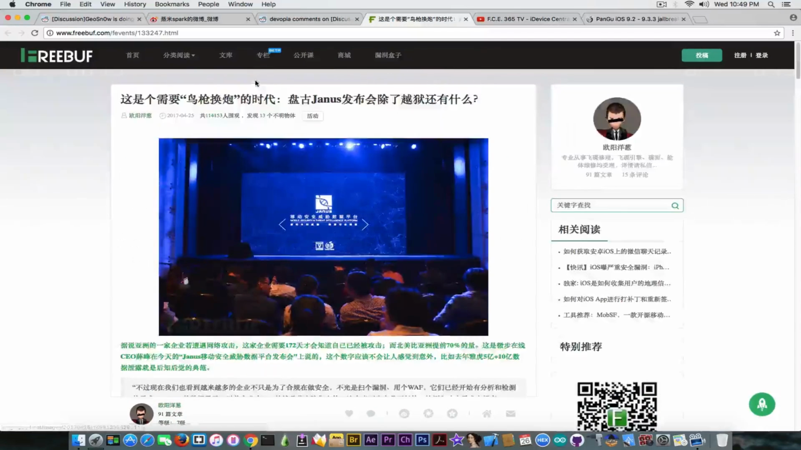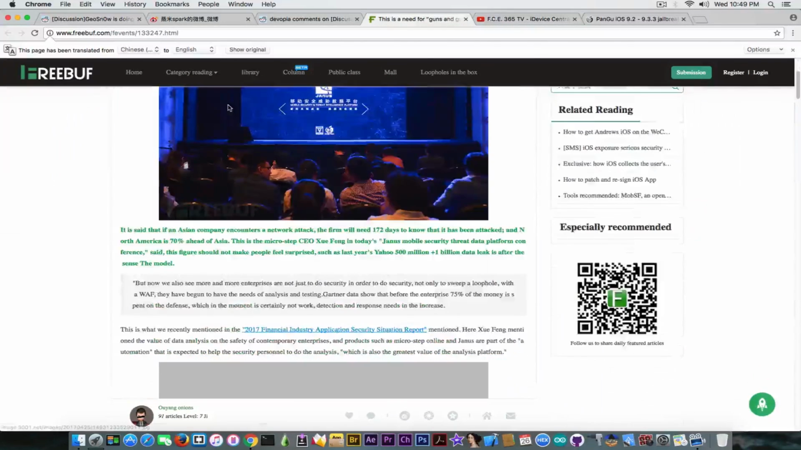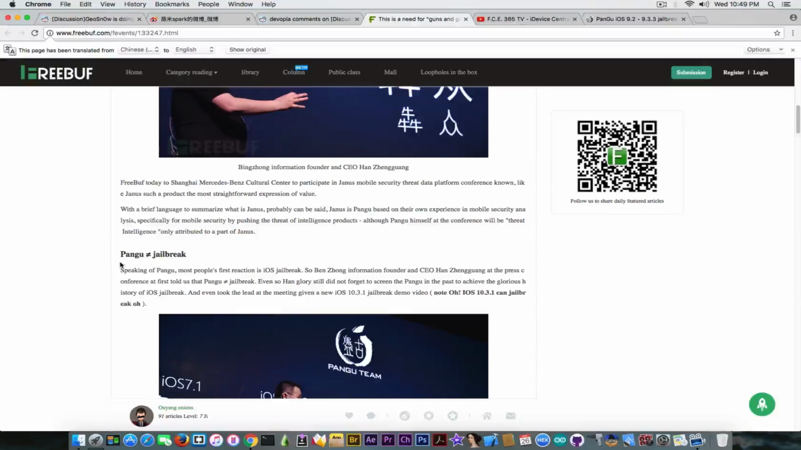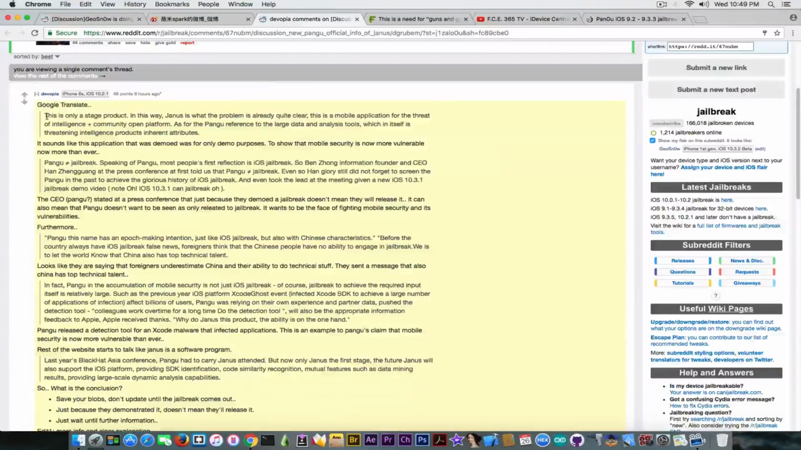Now, we have this article in here that was written in Chinese, but we tried to translate it with Google Translate, and although you don't get a very good output from that translation, you're going to get quite a few things in here, including this statement that doesn't sound very good: Pangu doesn't mean jailbreak. So, on the subreddit, reddit.com/r/jailbreak, a person tried to somehow translate the post. And he says that it sounds a little bit bad because Pangu might not be releasing that and might have only been demoing it for demo purposes, for mobile security and vulnerability demonstration purposes.